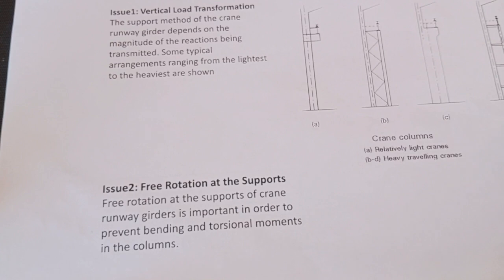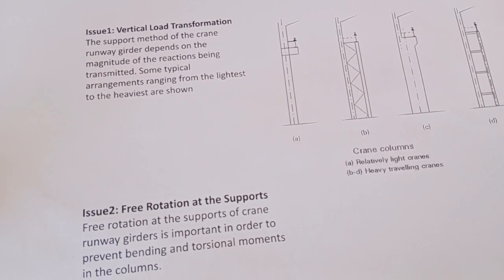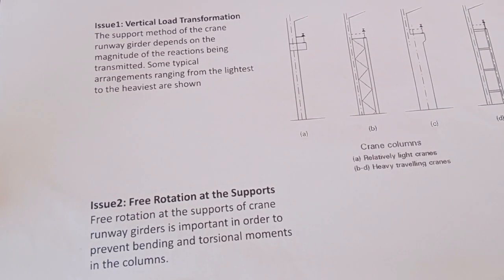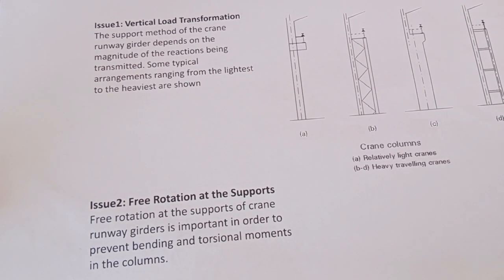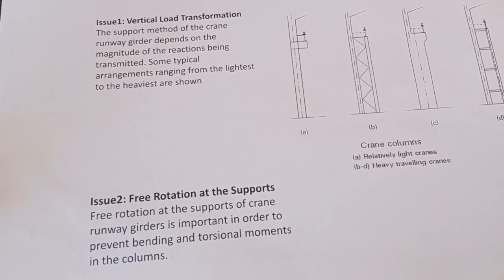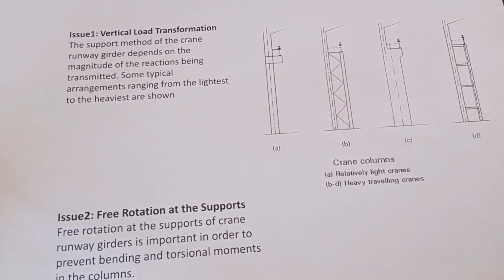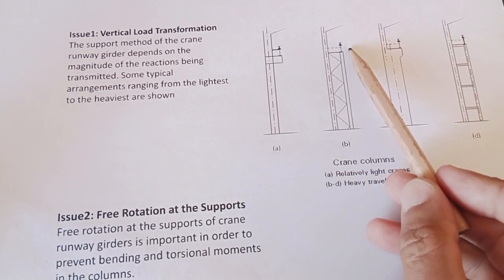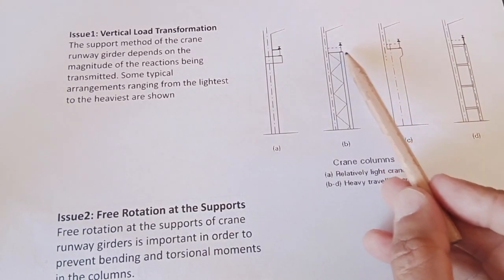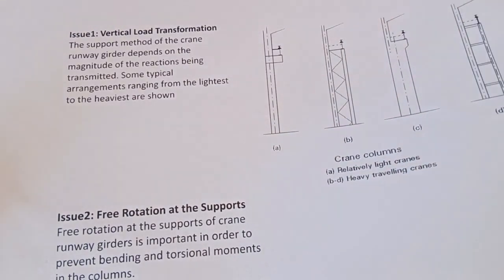And always remember, we should have free rotation at the support point of the girder beam. Free rotation at the support of the crane runway girder is important to avoid bending and torsional moments in the column. It is very critical, and always remember that these girder beams are just simply sitting on these points and they are not fixed at those points.